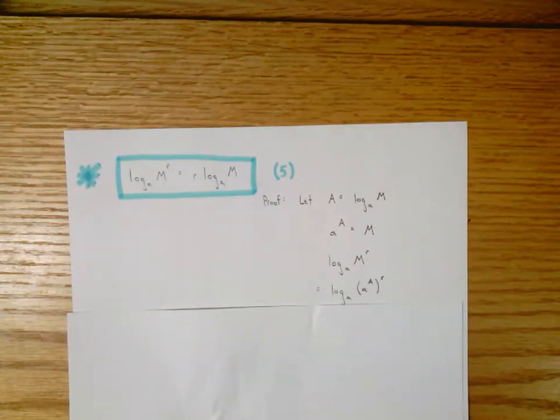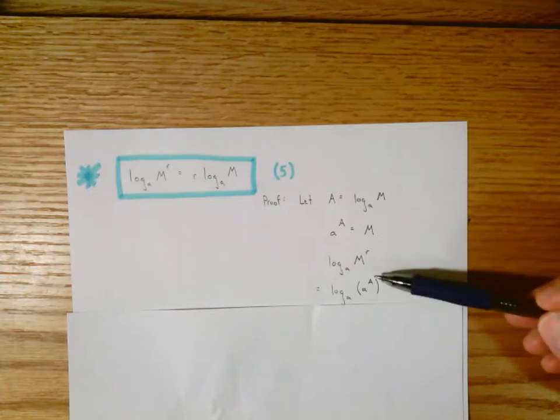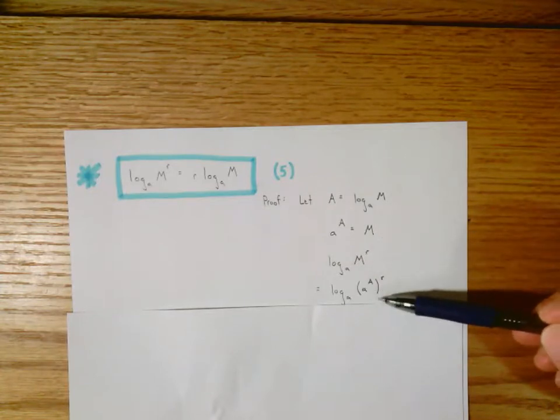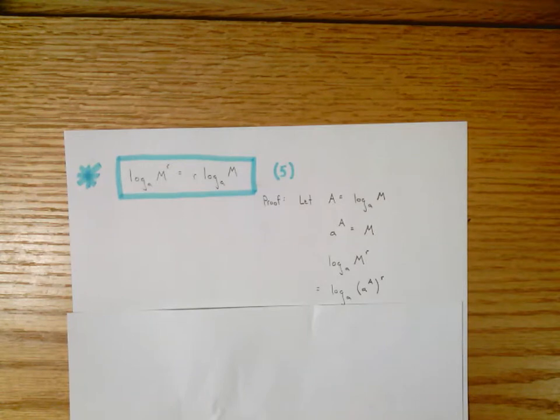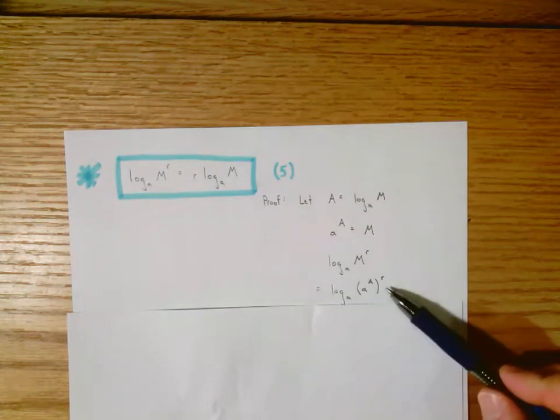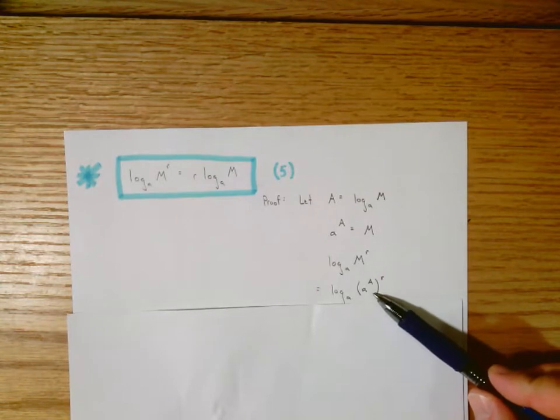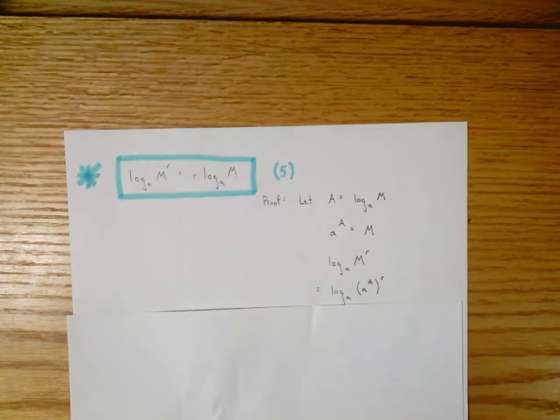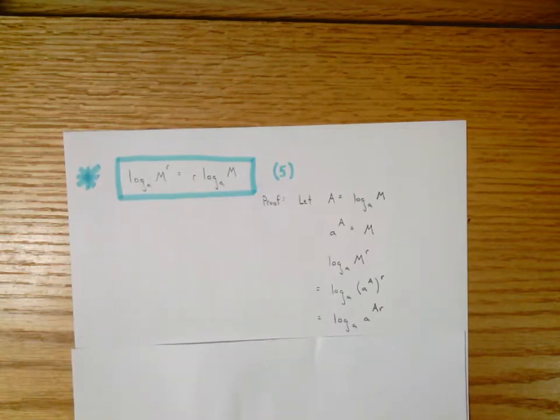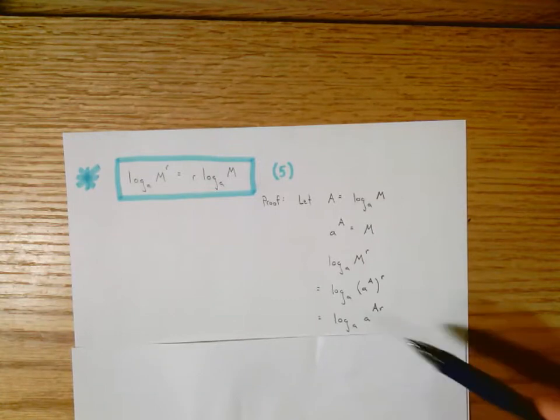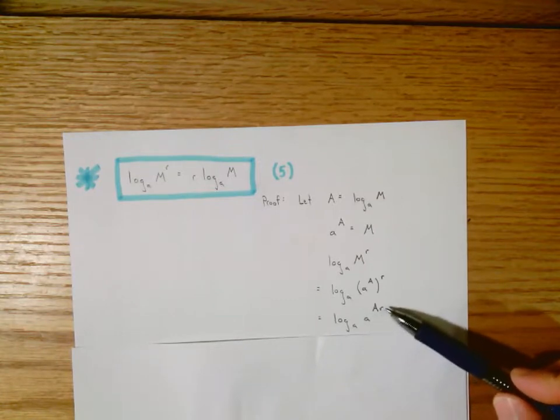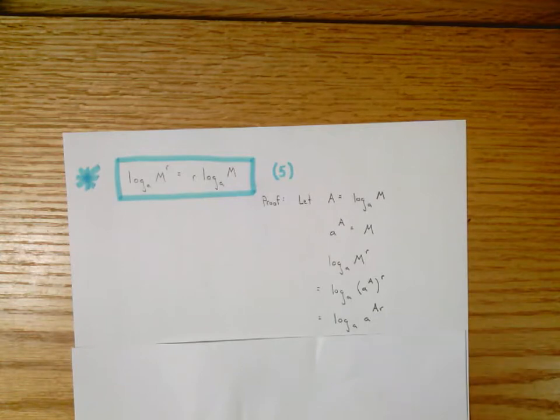Using a substitution, I'm going to replace the m with a to the capital A power. I know this is starting to look a little complicated here. Let's clean it up a little bit. Our argument is now a power raised to another power. By our laws of exponents, we know we can keep that base and multiply the two exponents. So now my argument is lowercase a raised to the power AR with the uppercase A.